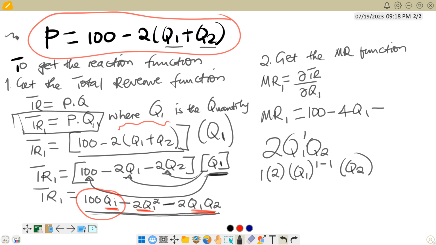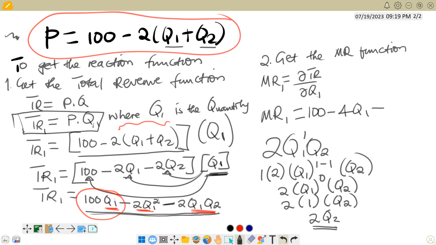Right. So 1 times 2 is just a 2. We are multiplying this by Q1, but now our Q1 is raised to the power 0. Why? Because 1 minus 1, the answer is 0. Then we're putting back our Q2 like that. And we know that anything raised to the power 0 is a 1. So this is more like saying 2 multiplied by 1 multiplied by Q2. Like that. Alright? And 2 times 1 is just a 2, which we're multiplying by Q2.